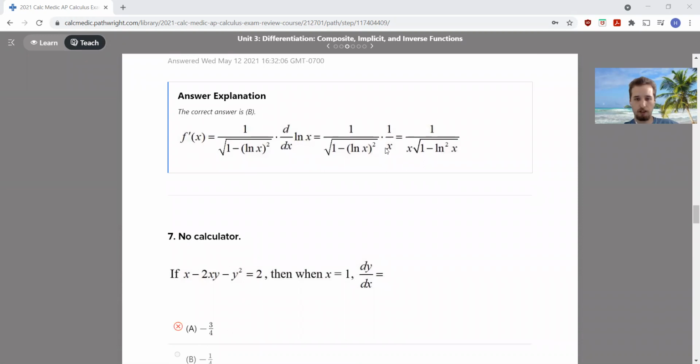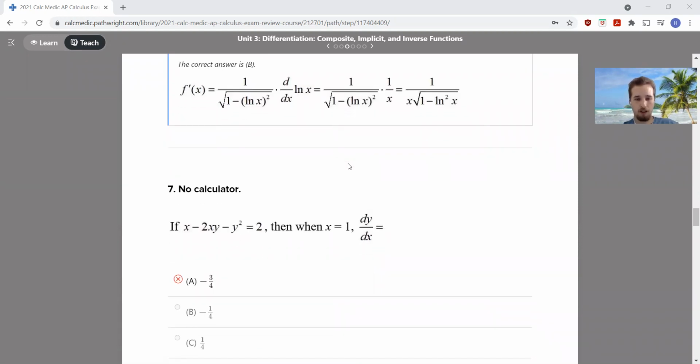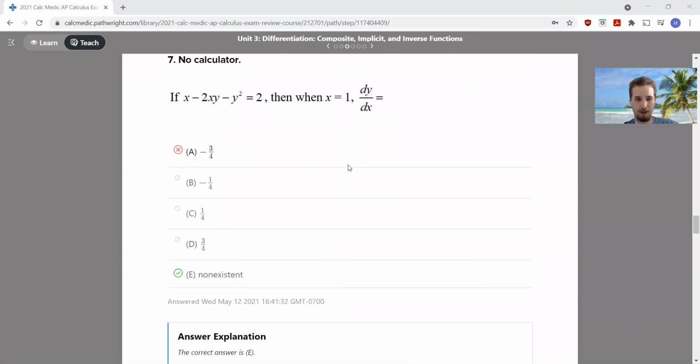Kind of explains exactly where I went with this. This is the one I got wrong. I missed a negative sign here. Always, missing a negative sign can be so crucial sometimes.